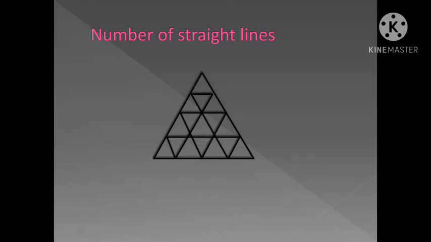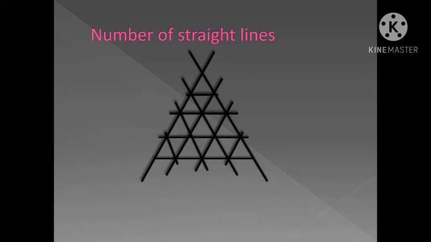Second question. For this also you have to find how many straight lines are there. 1, 2, 3, 4, 5, 6, 7, 8, 9, 10, 11 and 12. So totally 12 straight lines are there.